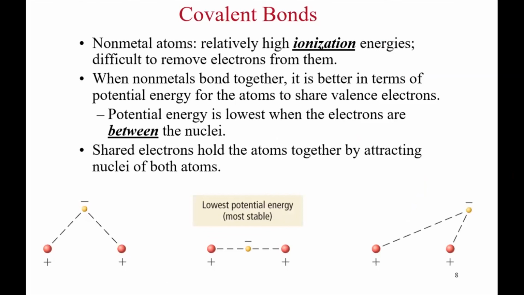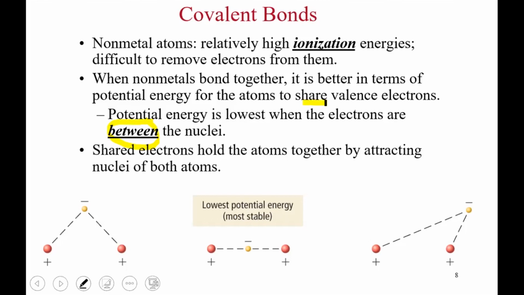So in terms of potential energy benefit, what is better for them is for the atoms to share valence electrons, all right? And that's essentially what's going to happen here. Potential energy is going to be at its lowest when the electrons are between the nuclei. In other words, they're going to be shared. So you can see here the three diagrams in the bottom. And again, remember, these are sketches. So let's say that I have an electron, which I've put a negative sign on it, and two nuclei, each with a positive charge on it.